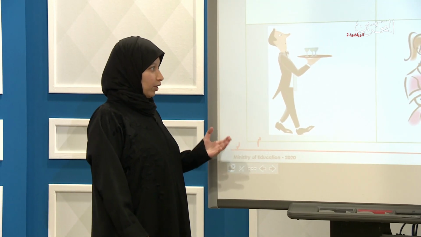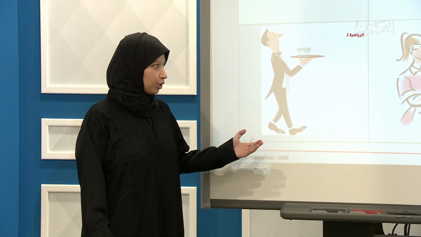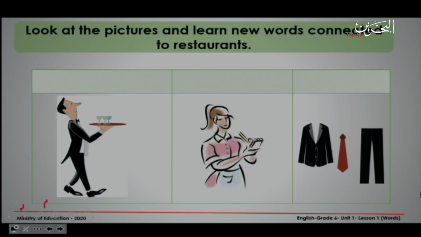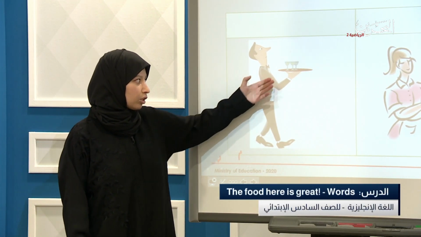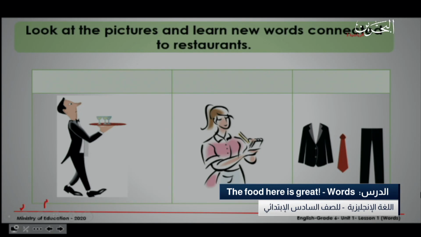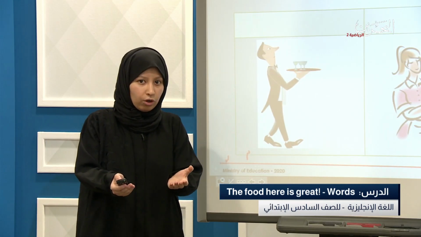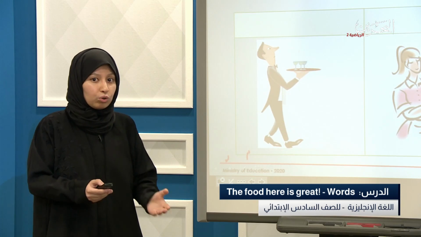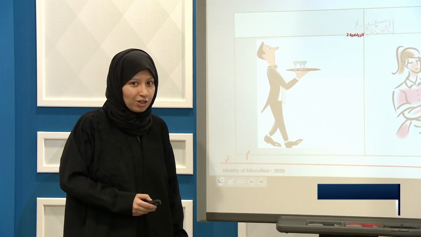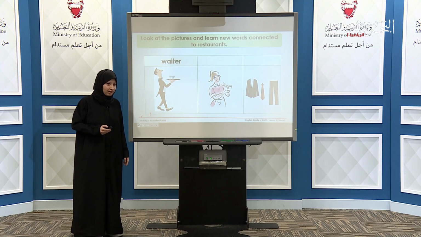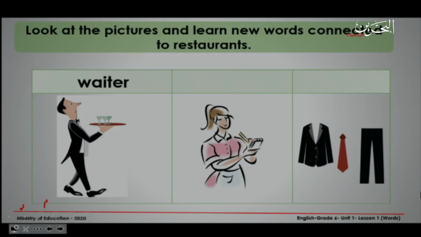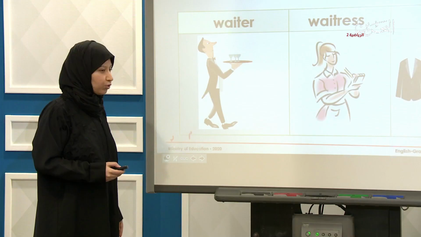Now we are in the restaurant. Look at the pictures. What can you see in the restaurant? You can see a man. This man is holding a tray with his hands and he's coming towards you with the order. This man who serves food at a restaurant is called a waiter. That's right. If the person who serves at the restaurant was a lady, we call her a waitress.